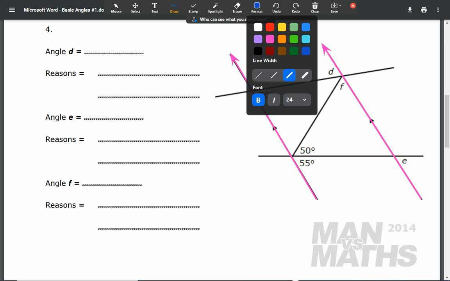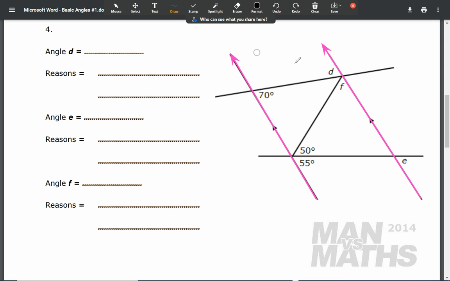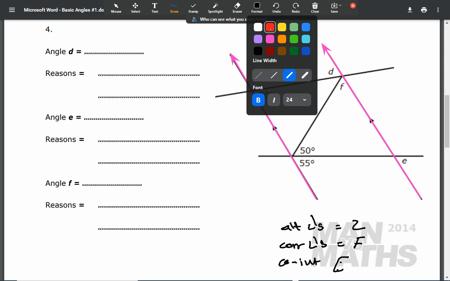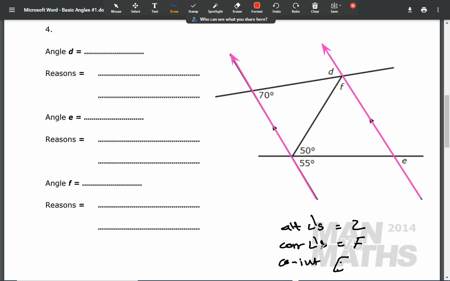Parallel line reasons. Just to name a few, if I just quickly list it over here, we've got alternate angles, which are equal. We've got corresponding angles, which are also equal. This is, remember, the Z shape. This is the F shape. Then we've got co-interior angles, which is your U shape. It's the inside angles, co-interior angles, right? And also alternate, corresponding, co-interior.